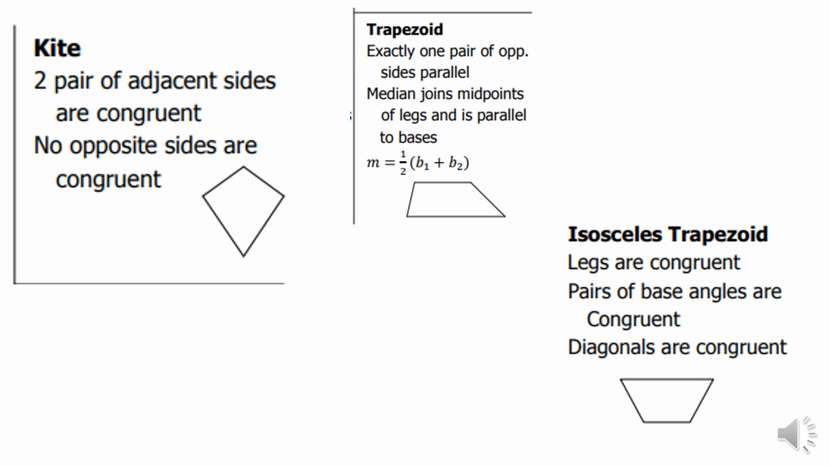Other quads that you might see: you have a kite, which has two pairs of sides next to each other that are congruent, and opposite sides are not congruent. You have a trapezoid where the bases are parallel, and you have an isosceles trapezoid that has the two legs congruent to each other, and it also has diagonals that are congruent to each other.